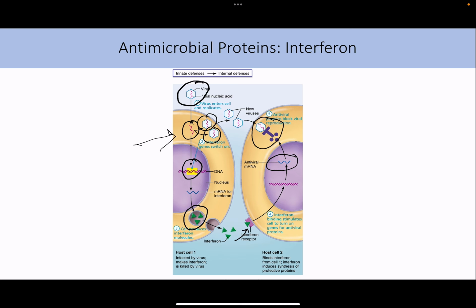Okay. So basically what's happening is that this cell is going to eventually die and undergo apoptosis because it's infected by a virus. But what it does before it dies is that it just alerts all the cells around it. Like, hey, there's a virus coming around, protect yourself, produce these antivirals so that you don't get infected as well.